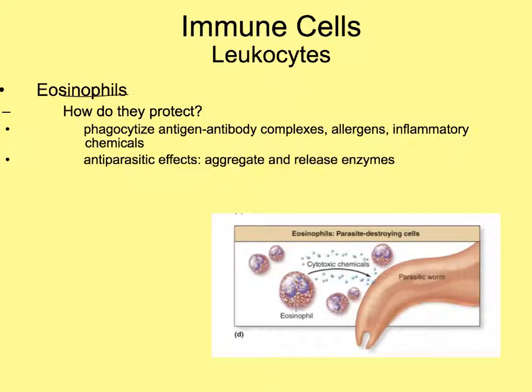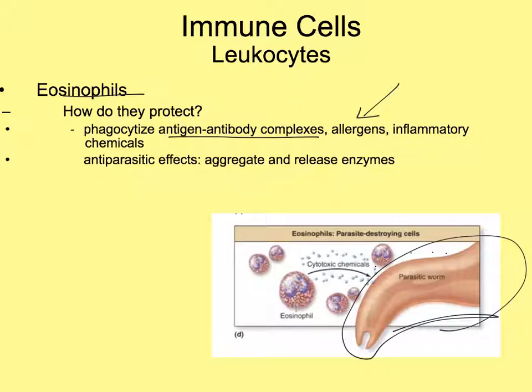Now eosinophils, they're protecting against the big things. So here's a parasitic worm. They have antiparasitic effects. They'll accumulate around the parasite and release chemicals or enzymes that help digest the worm. Eosinophils also phagocytize antigen-antibody complexes and allergens, and they can attack parasites.